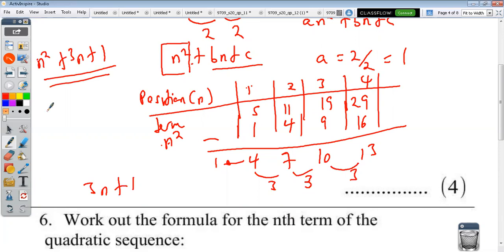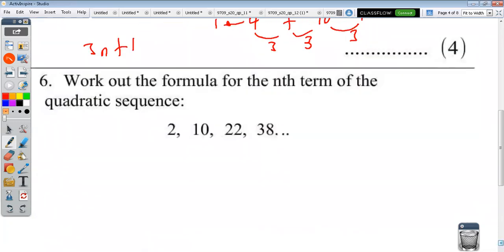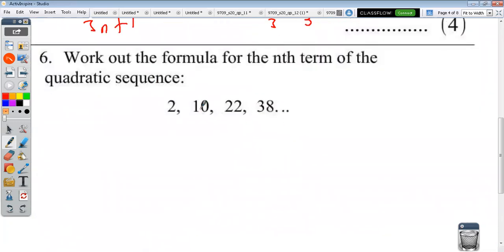Yes. Okay. Now, can you work out this without the teacher? I think I'll give you 4 minutes. Let's work out the nth term.